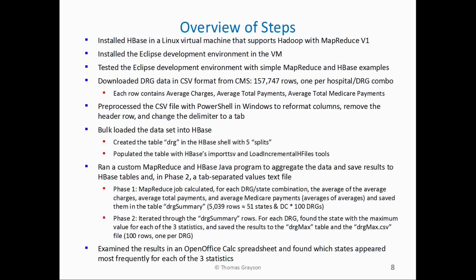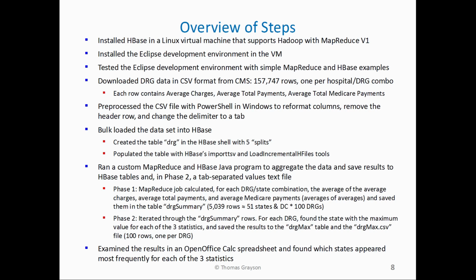Each row contains average charges, average total payments, and average total Medicare payments. The average charges represent the average of the charges that a particular hospital had for that DRG. The average total payments is the average of the total payments that a hospital received for that DRG from any source: Medicare, other insurance, or direct payments from the patient. The average total Medicare payments is the average payments from Medicare only that the hospital received for that DRG.